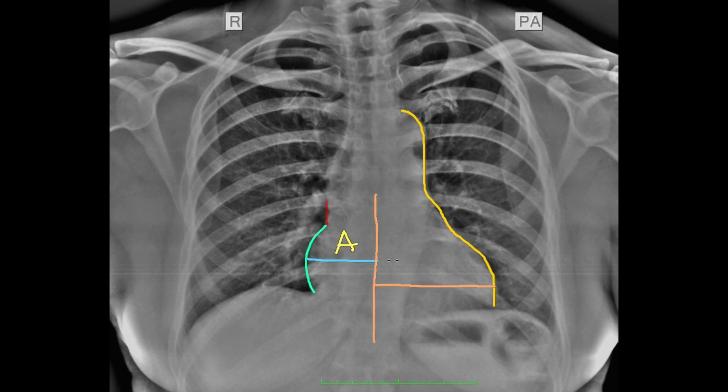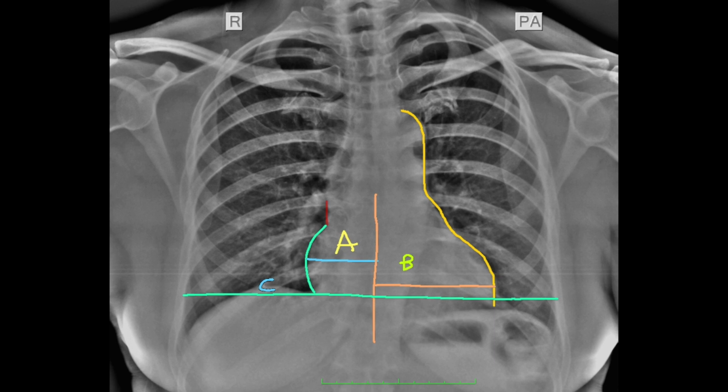Let's say we call it A, we call it B, and then we draw a line which gives the maximum transthoracic diameter, normally at the level of the dome of the diaphragm, and we call it C. So A plus B divided by C gives us the cardiothoracic ratio. Normally for adults, this cardiothoracic ratio should be less than 50%. For children it should be less than 55%, and for neonates it should be less than 60%, the normal cardiothoracic ratio.